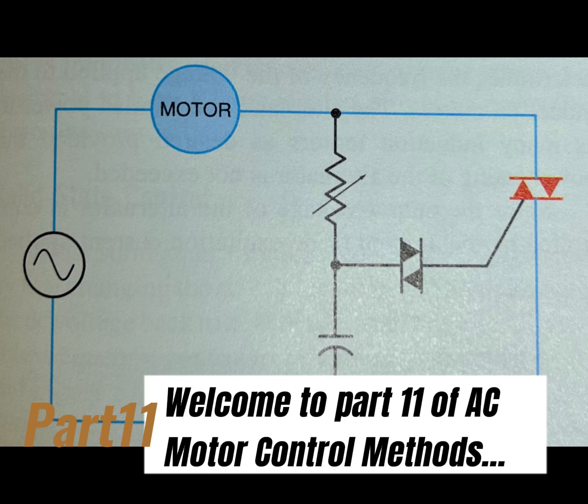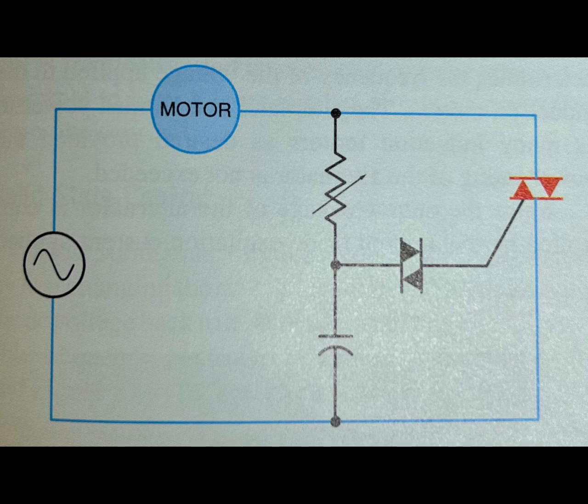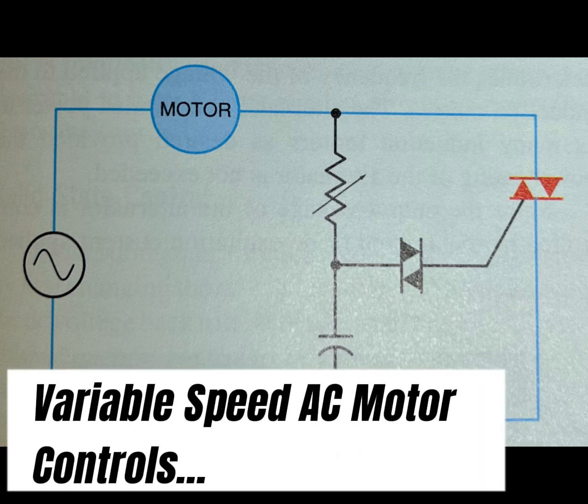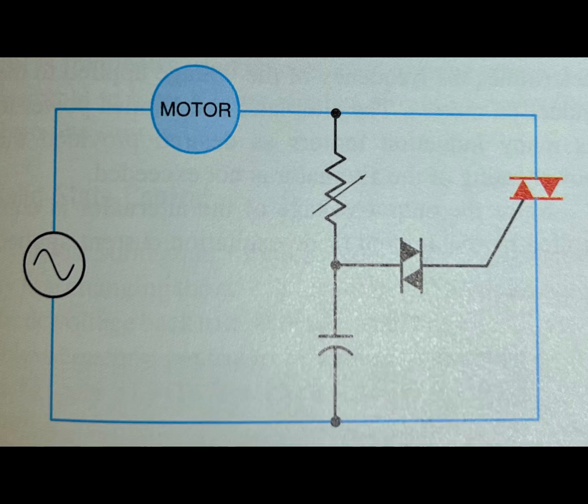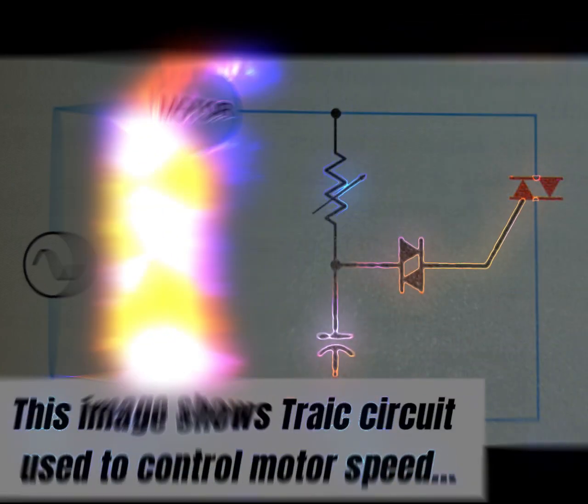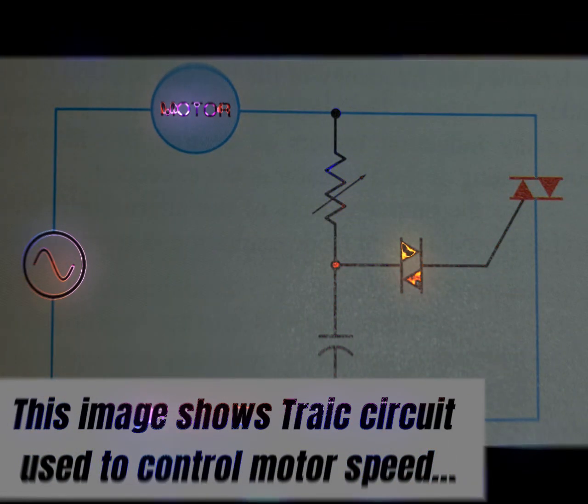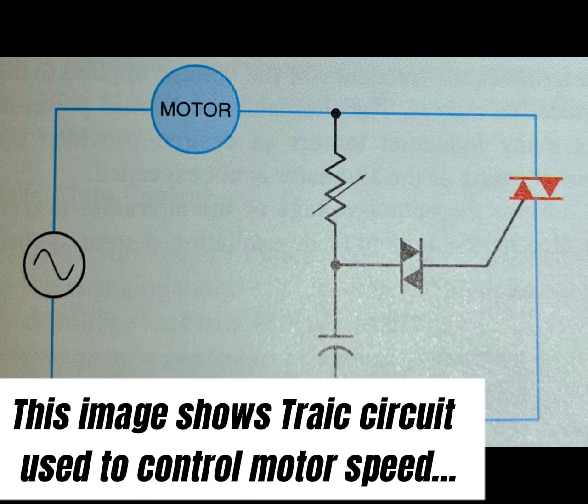Today is part 11 of the AC motor control methods. Today we're going to talk about variable speed AC motor control. We're going to talk about the different methods of changing the speed of induction motors, discuss how an alternator is used to provide variable frequency motor control, and talk about the electronic methods of variable frequency controls.